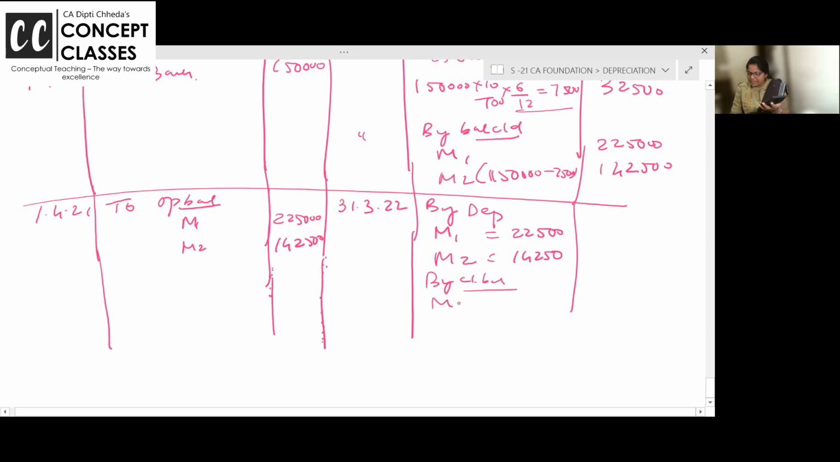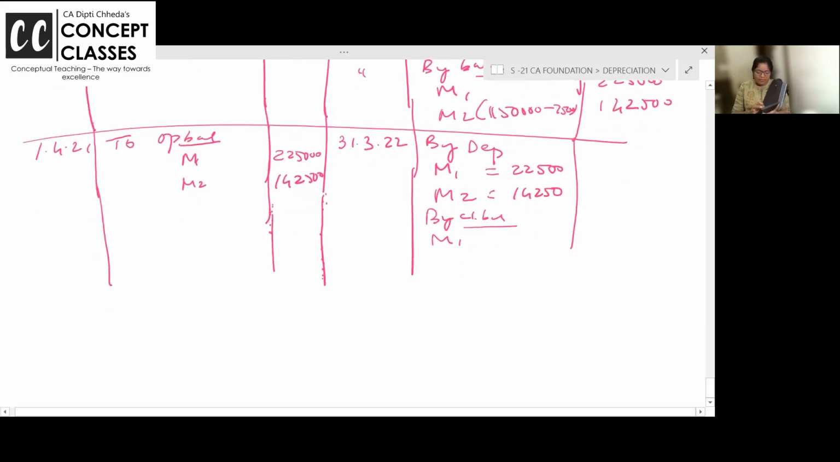Now you are getting the closing balance. No purchase and sale is there. So machine 1, 2,25,000 minus 22,500, 2,02,500. Machine 2, 1,42,500 minus 14,250, 128,250. Now it is correct.